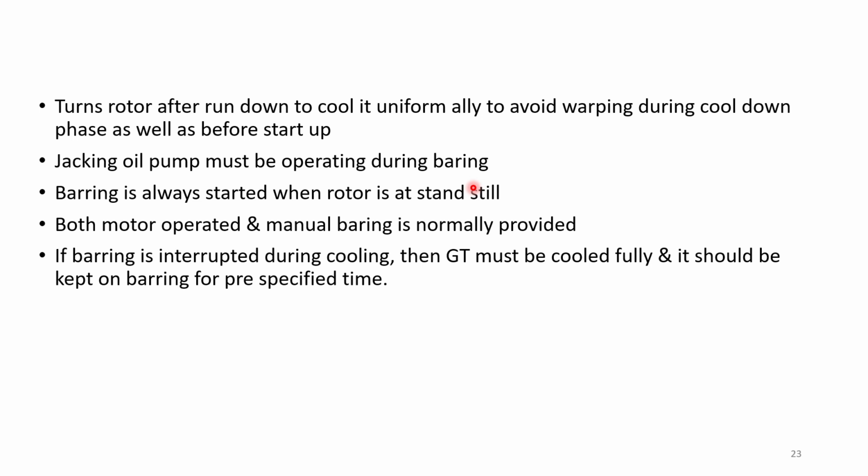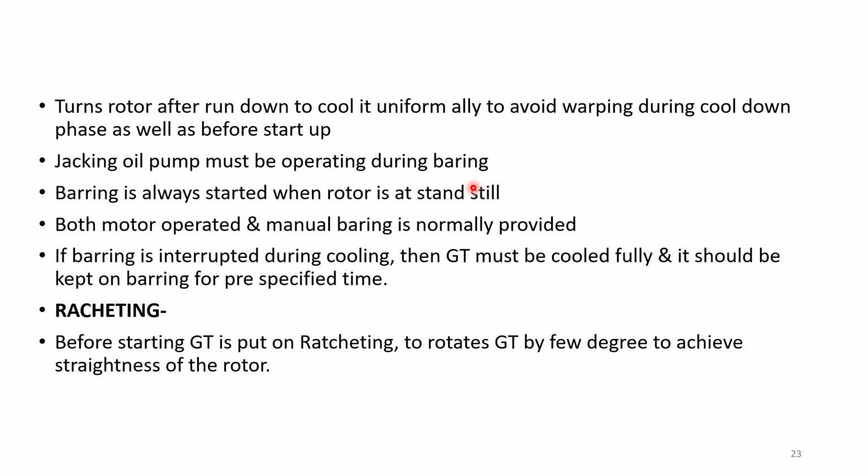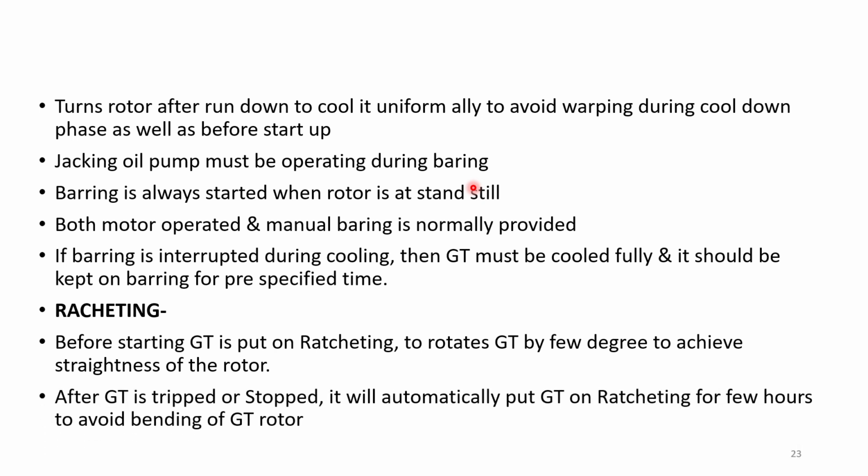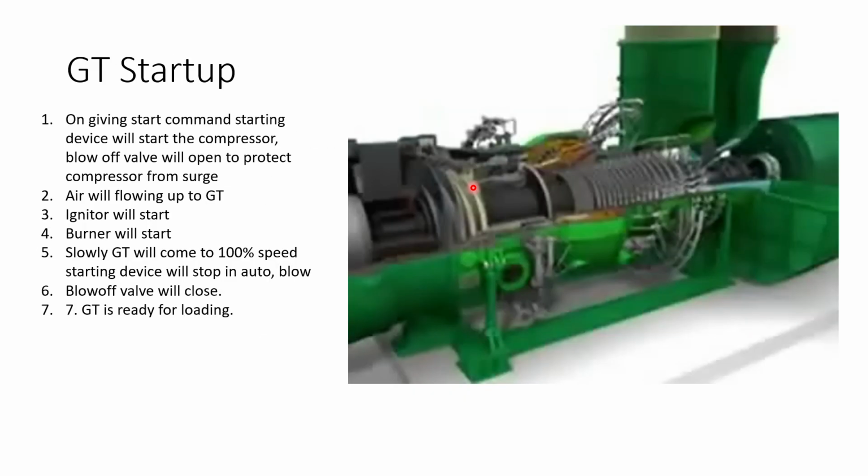If barring is interrupted during cooling, then the GT must be cooled fully and it should be kept on barring for a pre-specified time. Now there is a ratcheting facility provided in the gas turbine. Before starting, the GT is put on ratcheting to rotate it by a few degrees to achieve straightness of the rotor. After the GT is tripped or stopped, it will automatically be put on ratcheting for a few hours to avoid bending of the rotor. So this is all about the rotor bearing system.